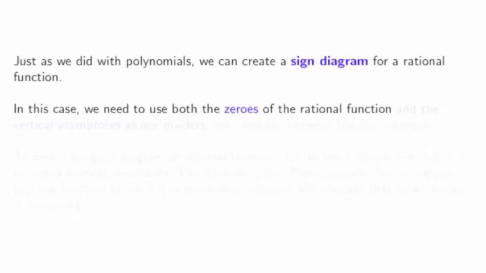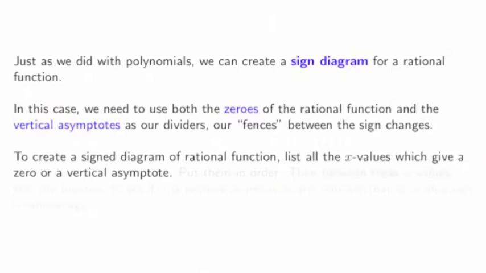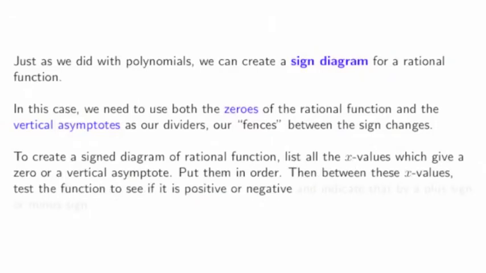Just as we did with polynomials, we can create a sign diagram for a rational function. In this case, we need both the zeros of the rational function and the vertical asymptotes as our dividers, as our fences between sign changes. To create a sign diagram of a rational function, list all the x values which give a 0 or a vertical asymptote, put them in order, then between these x values test the function to see if it's positive or negative, and indicate that by a plus sign or a minus sign.